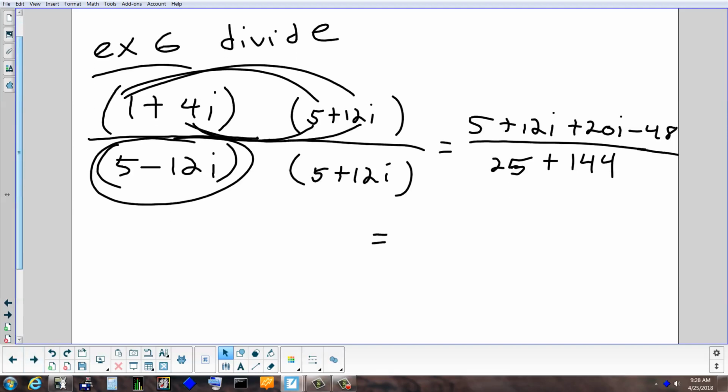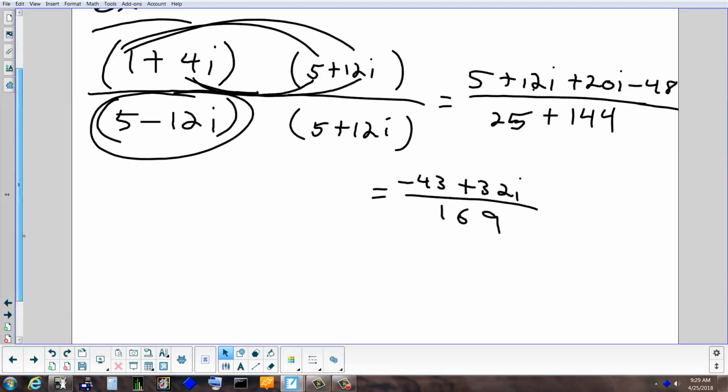Okay, so let's combine some like terms. I added up the bottom. We get 169. In the top, I got 5 minus 48. Abby, what's 5 minus 48? Negative 43. Yeah. And then 12 and 20 gives me 32. Caitlin, is that okay for my final answer? No. What do I have to do? Make it so it's negative 43 over 169 plus 32 over 169i. Yep. We're just going to split it up.